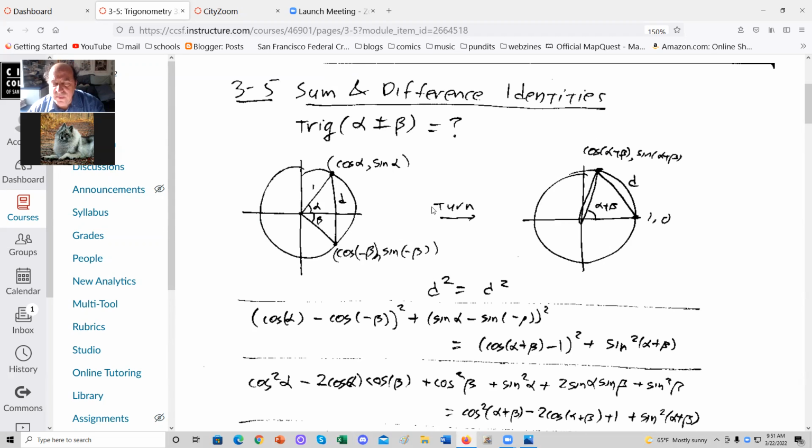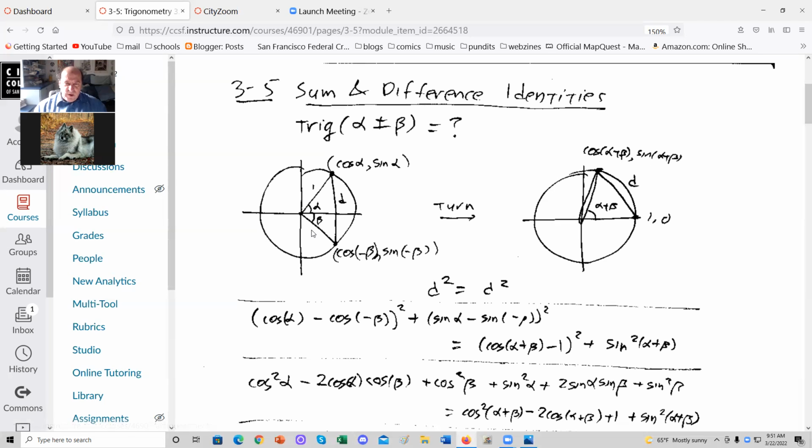Here, we take this triangle situation and rotate it counterclockwise by beta radians. So this is at an angle of 0 degrees. Here, this point is at 1, 0. And this is at an angle of alpha plus beta degrees or radians. So it's at cos alpha plus beta, sine alpha plus beta.